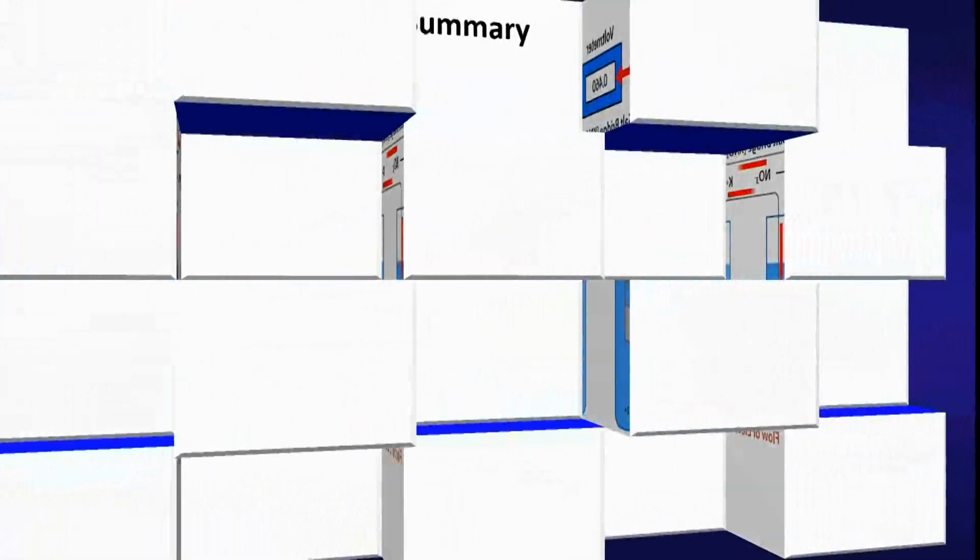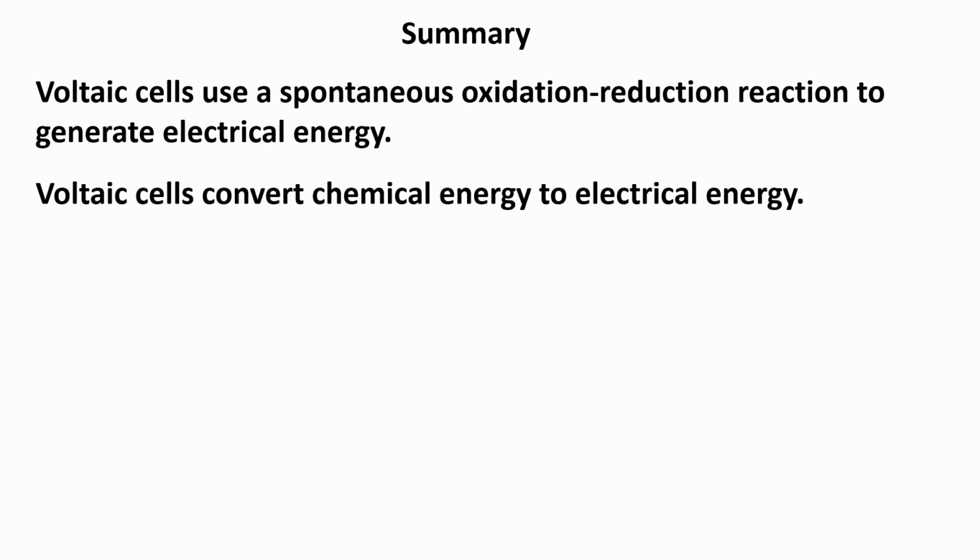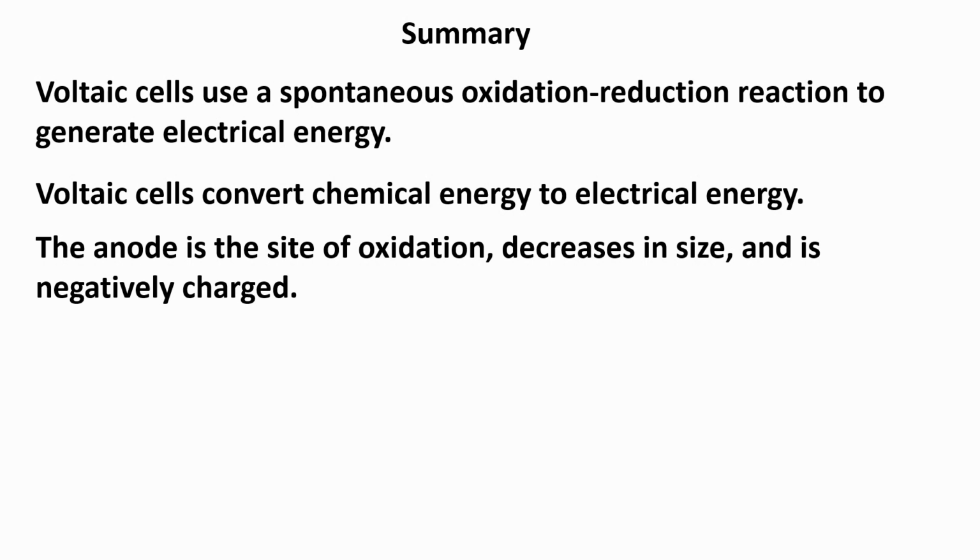In summary, try to remember the following. Voltaic cells use a spontaneous oxidation reduction reaction to generate electrical energy. Voltaic cells convert chemical energy to electrical energy. The anode is the site of oxidation. It decreases in size and is negatively charged.